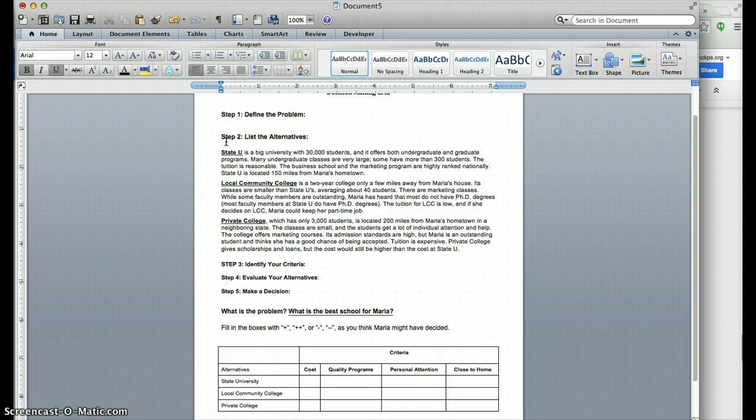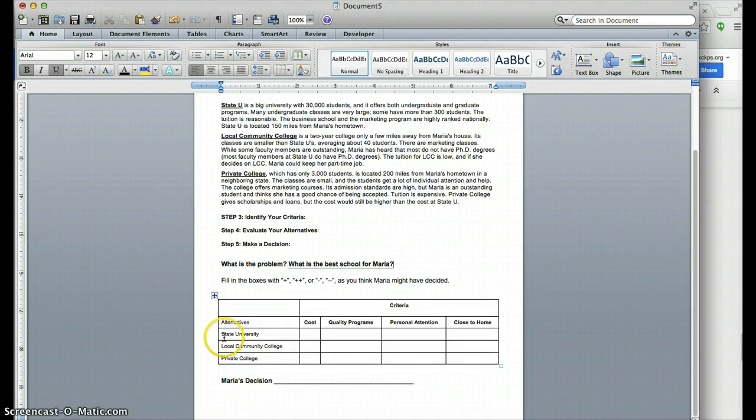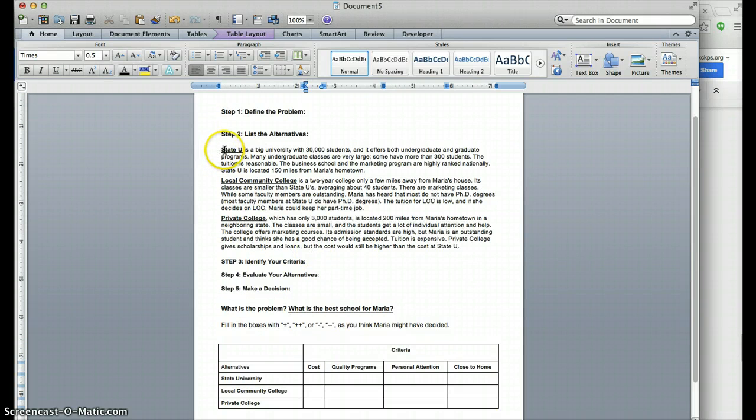Step number two is to list the alternatives, and the alternatives are already in the grid. So we have state university, we have local community college, and we also have private college. In the text, you have the basic information about state university, local community college, and private college. You have the information about the class size, how far it is from Maria's hometown, the type of professors and faculty that each of those schools have, and so on and so forth. So those are the alternatives.